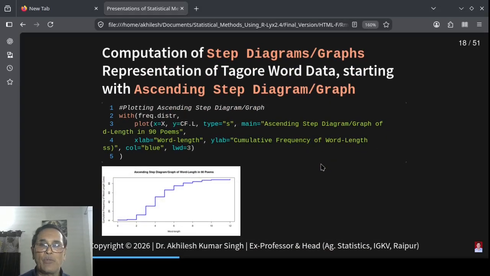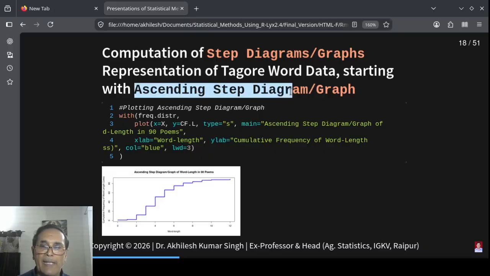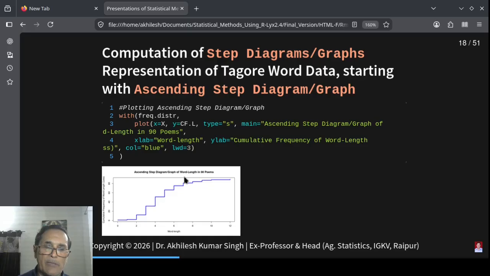Now let me compute the step diagrams. So let us start with the ascending step diagram or graph. There is descending also. This I was just telling you, and I was just discussing the jump of the frequencies. Plotting the ascending step diagram. Again, with the function we will plot, and we'll have x the same, but y is now not f, it is cumulative frequency of less than type. And remember, the type is very important.